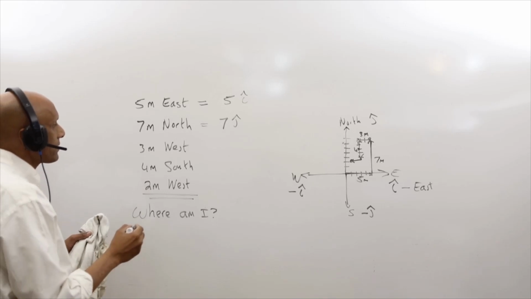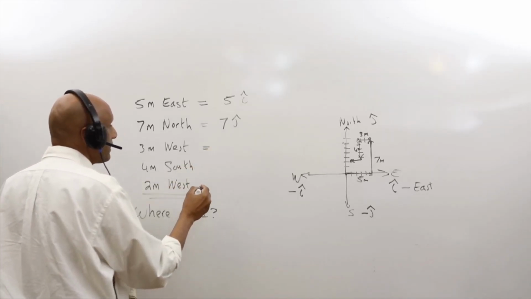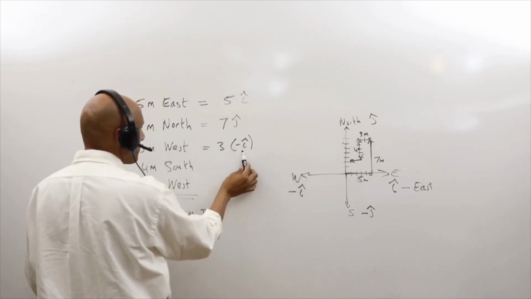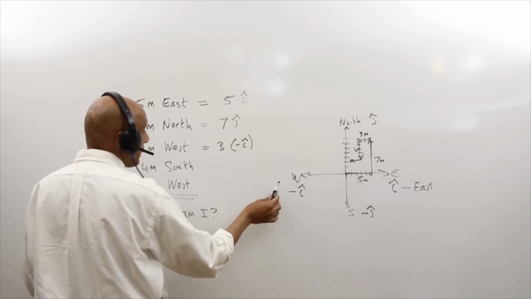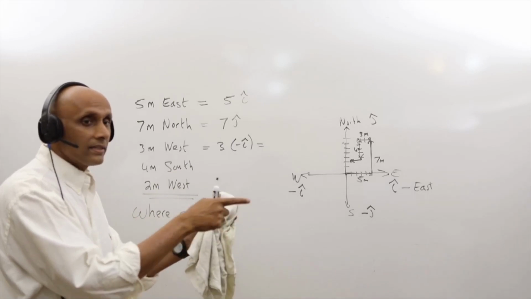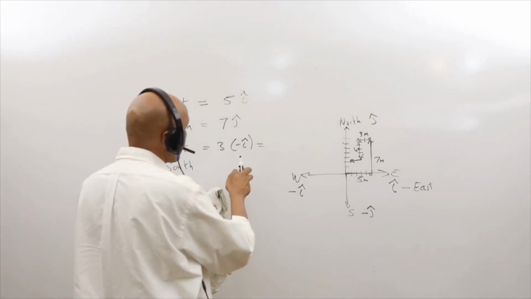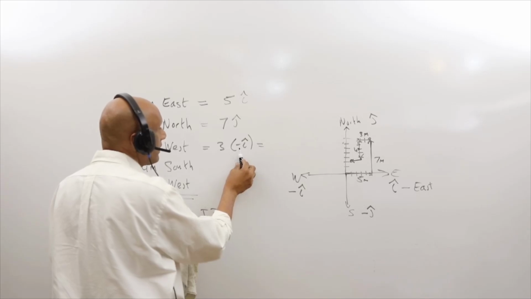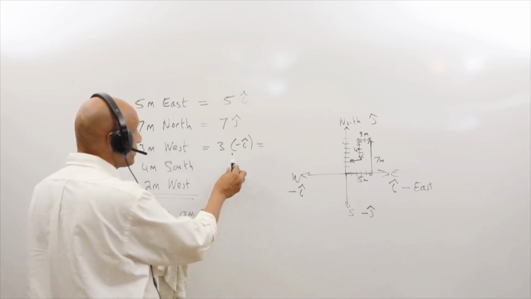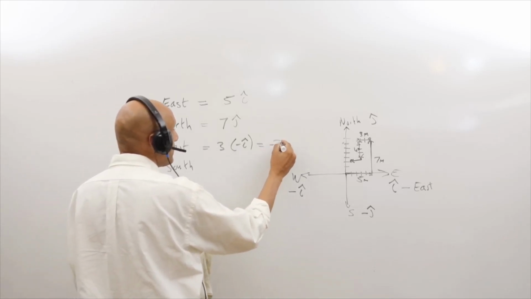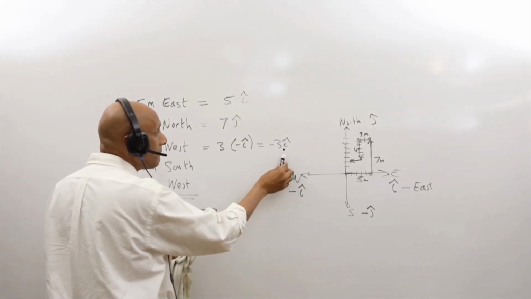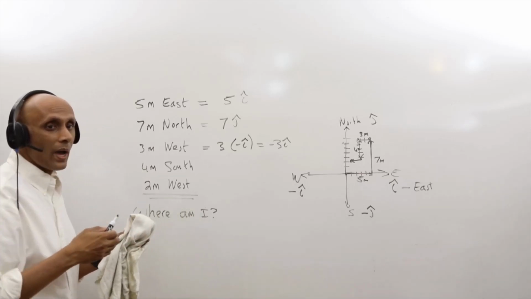How about 3 meters west? Well, I could write it one way. I could say this is 3 meters times minus I, which is an abbreviation for west. But I can also write this by saying, if I travel 3 meters west, it is the same thing as traveling negative 3 meters east. So the minus I, I'm going to pull that out and say this is really minus 3I. So how do I read this? I have traveled negative 3 meters east, which is really 3 meters west.